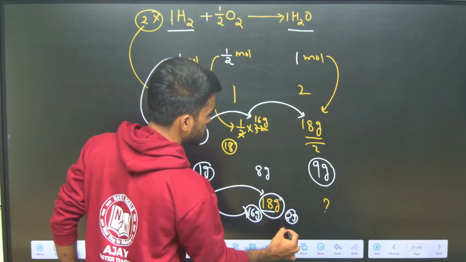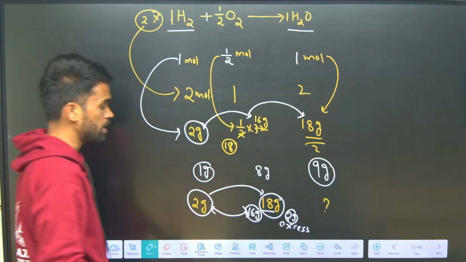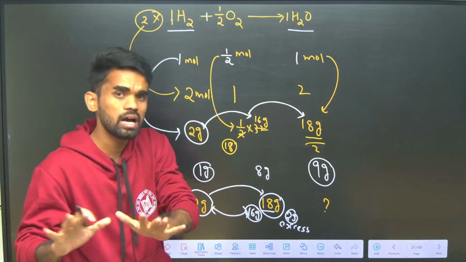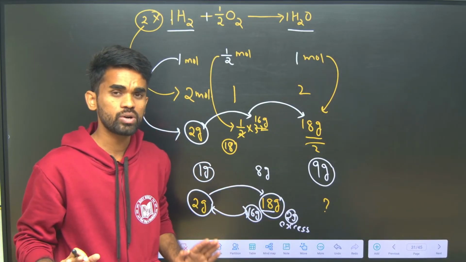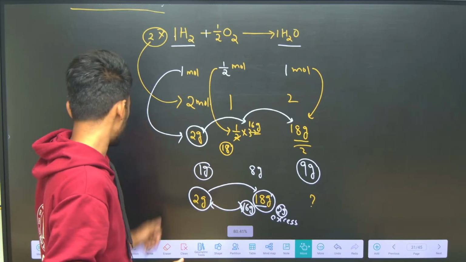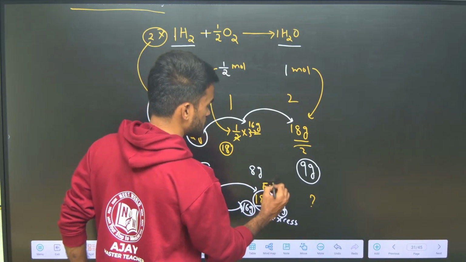What I am saying, the remaining 2 grams will remain in excess, and whatever the excess quantity is there, that will remain unreacted in the reaction. Okay, so it means the one which is in the excess quantity in a given reaction is considered as the excess reagent. What is that? Excess reagent.